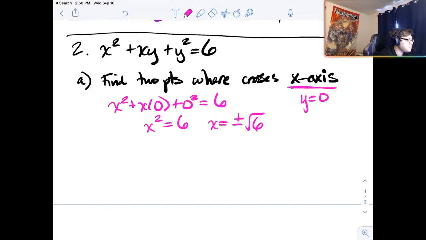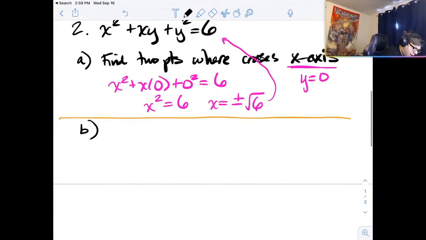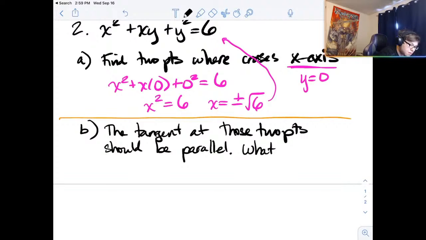If they also wanted the y value that matches that, you could potentially plug it back into the original equation to find that, but in the interest of time, we're going to skip that step for the moment, okay? Part B is asking about the tangent at those 2 points from up above, which should be parallel. What is their slope? So this time they are definitely talking about slope.